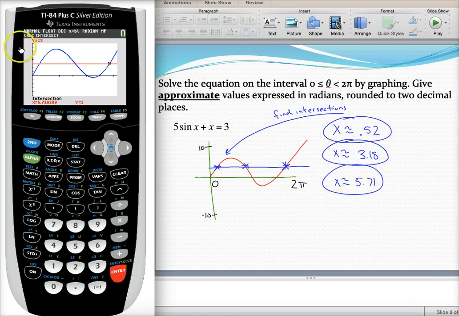So I can repeat that process to find my last one. I've already found it. It's about 0.52. I'd recommend that you try that at home. Just make sure you can find that as well. And that's how you'd solve a trig equation by graphing to get an approximate solution.